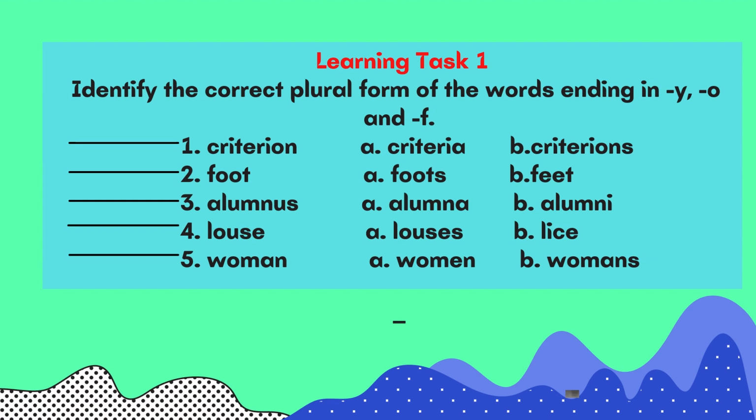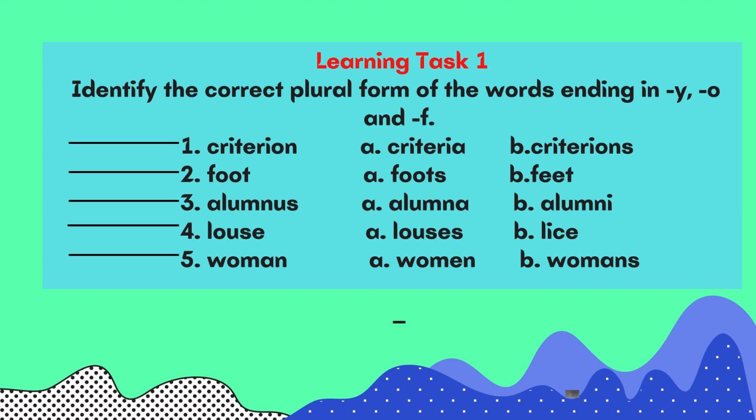So let's answer learning task 1. So below are irregular nouns. Remember, children, we do not add S to these words to form their plurals. So we change their spellings. All right. So number 1, criterion. So you are going to choose the letter of the correct answer and write it on the blank before each number. Do this in your answer sheet.